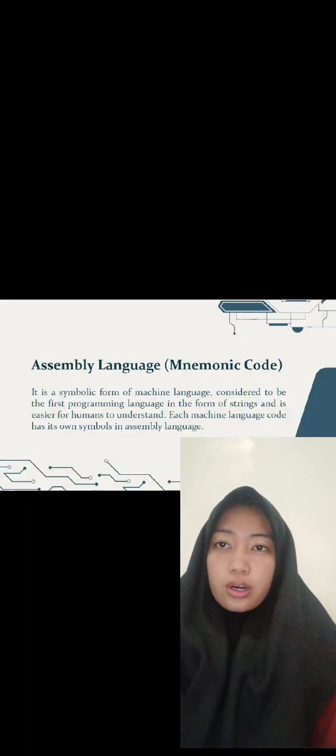4. Assembly language, or mnemonic code. It is a symbolic form of machine language, considered to be the first programming language in the form of strings, and it's easier for humans to understand. Its machine language code has its own symbols in assembly language.